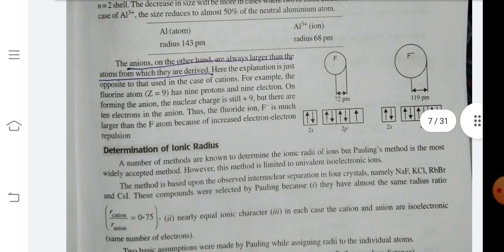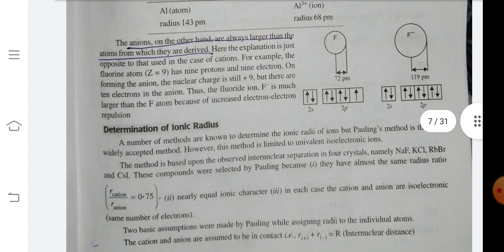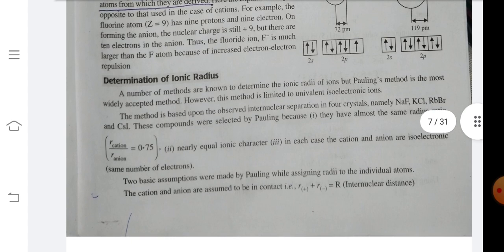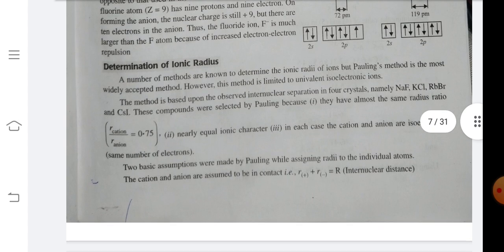The anions, on the other hand, are always larger than the atoms from which they are derived. Here, the explanation is just opposite to that used in the case of cations. For example, the fluorine atom has 9 protons and 9 electrons. On forming the anion, the nuclear charge is still +9, but there are 10 electrons in the anion. Thus, the fluoride ion F- is much larger than the F atom because of increased electron-electron repulsion.